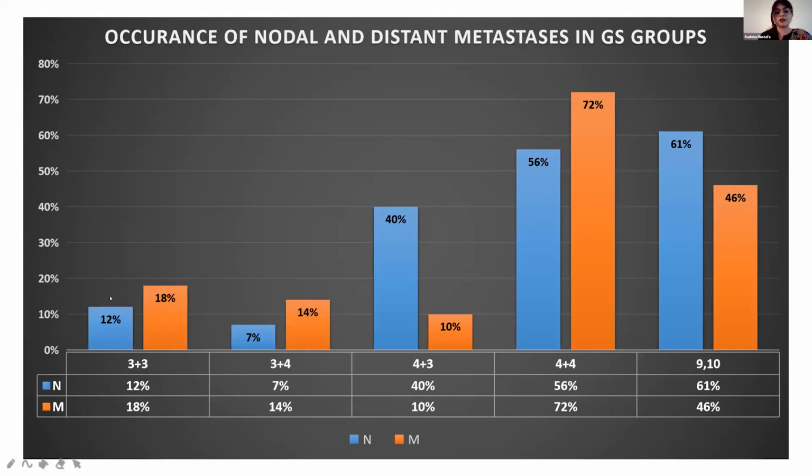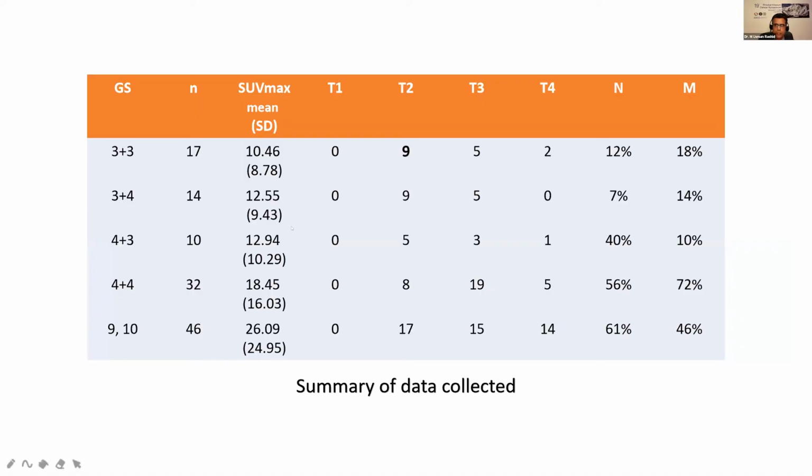We also calculated the occurrence of nodal and distant metastasis. As we can see, in the least aggressive group, the percentages are pretty low. When we move towards the more aggressive groups, we can see a huge and drastic difference in the occurrence of nodal and distant metastasis. We can see that in the 3+4 and 4+3 groups, the SUV was not much different, but there is a difference in the occurrence of nodal metastasis between these two groups. And Ms. Solia, please conclude your results.